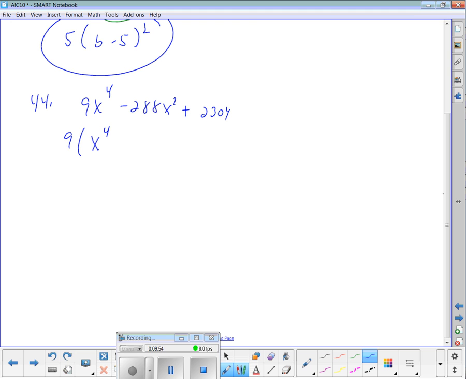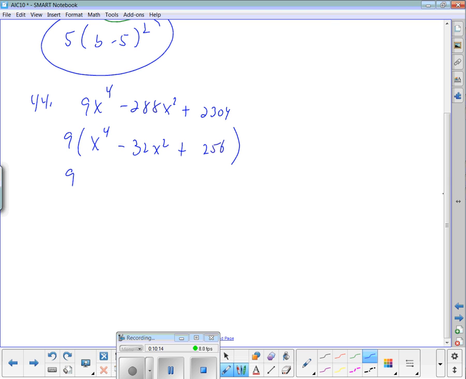X to the 4th minus, what's the middle? 32x squared plus, what do you get in the back? Okay, that's a little better. All right, so let's just do this one together.